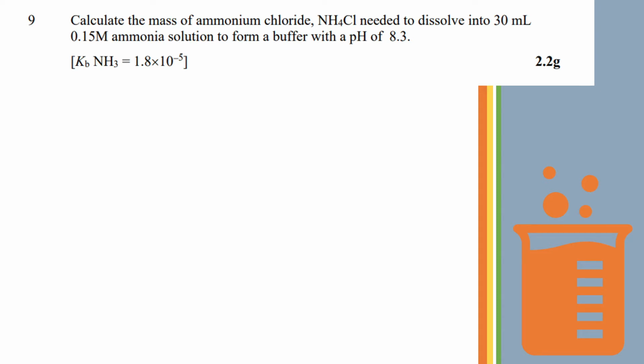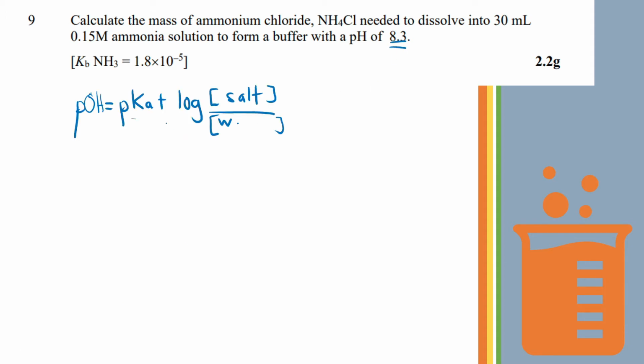For question number 9, the question asks you to calculate the mass of ammonium chloride needed to dissolve in 30 ml of 0.15 molar ammonia solution to form a buffer solution with a pH of 8.3. Here the given term is a buffer solution with a pH value of 8.3. For a weak acid we use pKa, and for a weak base we use pKb. So this is pKb, and this one is a weak base.